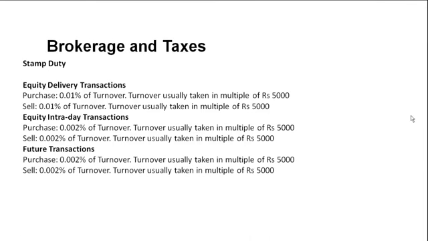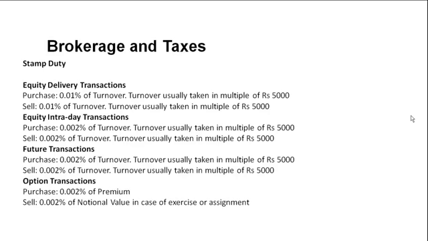For future transactions, whether you purchase or sell, in both the cases 0.002% of turnover is charged as in the case of equity intraday transactions. And for option transactions, when you are purchasing, a 0.002% of premium, and for selling 0.002% of notional value in case of exercise is charged as stamp duty.